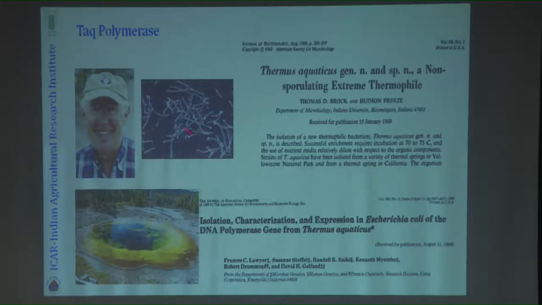This is the organism which he isolated from Yellow Spring National Park in California. Only this development is not there. They also cloned the DNA polymerase gene from Thermus aquaticus and put it in E. coli, and E. coli became the workhorse for production of DNA polymerase.